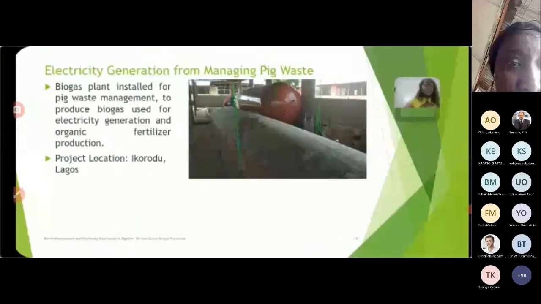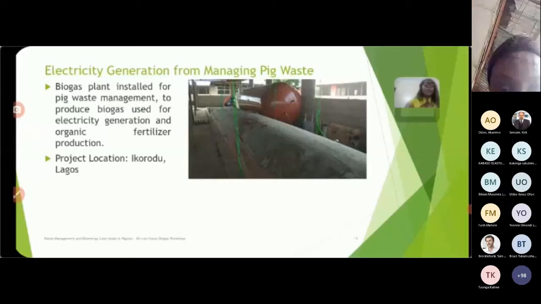Electricity generation for managing pig waste is another project we did for a pig farmer who had a challenge managing her pig waste. We built this plant to help the pig farmer manage the waste that is produced daily from the farm and also to cut down on her operational expenses on buying diesel every day to run her petrol generator.